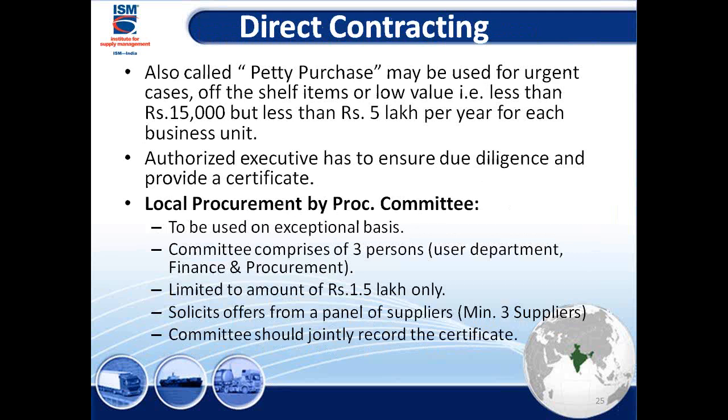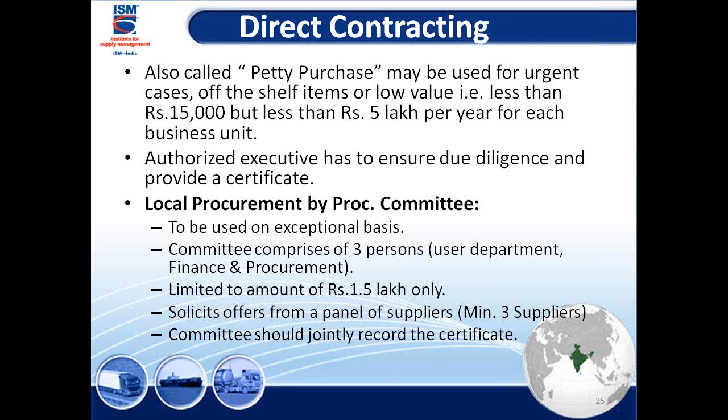The next is direct contracting. But this is purely what I would call petty purchases, which is less than 15,000. Anything of lower value, a single contract of 15,000, but cumulative over a year should not exceed 5 lakh rupees per business unit. I'm not talking of one ministry, but one business unit. So each business unit should not be spending more than 5 lakh per year, and each transaction should not be more than 15,000.